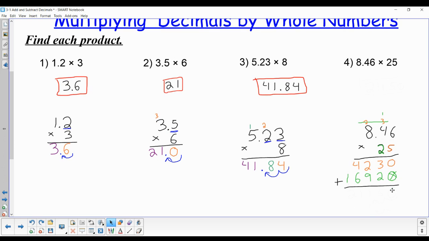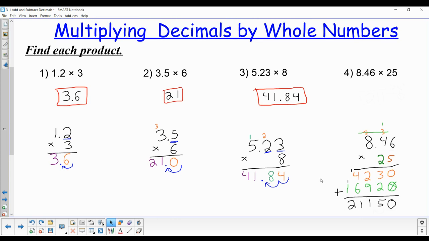0 plus 0 is 0. 3 plus 2 is 5. 2 plus 9 is 11. Carry the 1. It's over here now. 6 plus 4 is 10, plus that 1 is 11 again. Carry the 1. And then 1 plus 1 is 2. So I've multiplied this the same way we would have multiplied 846 times 25.